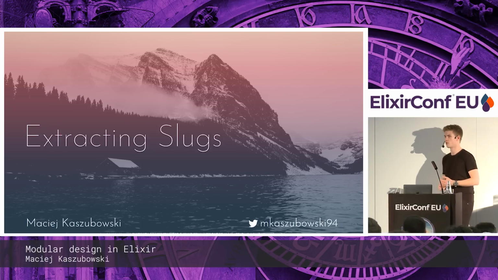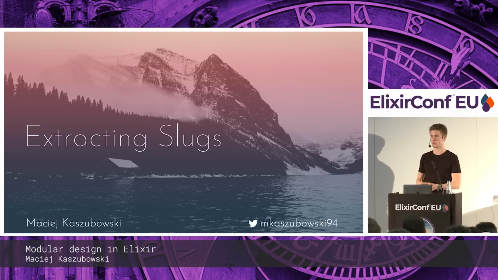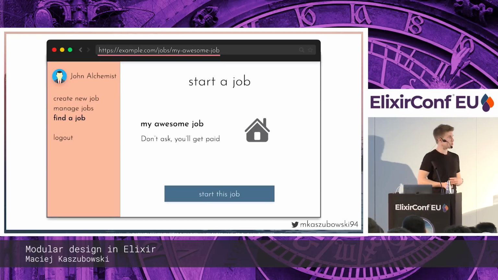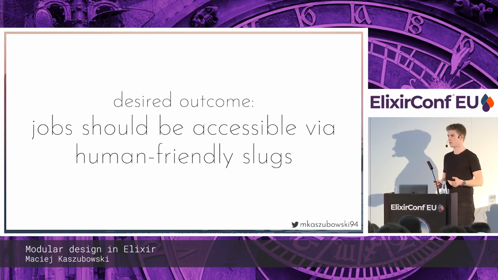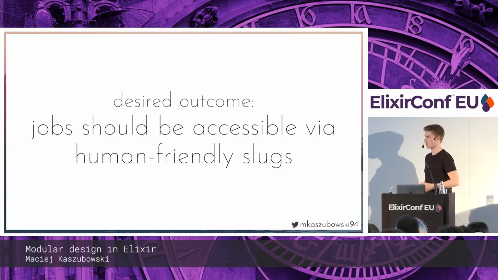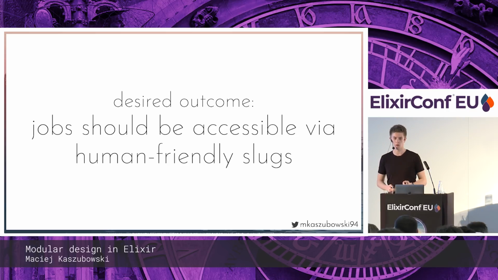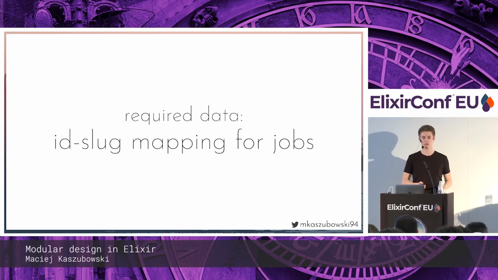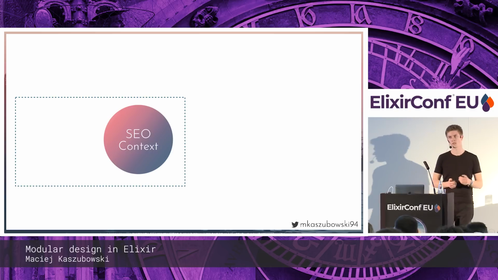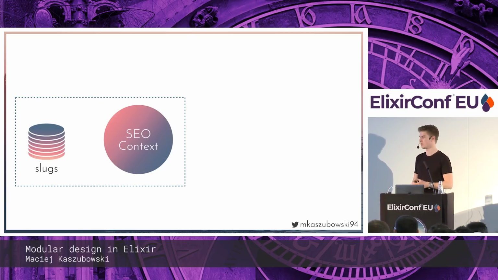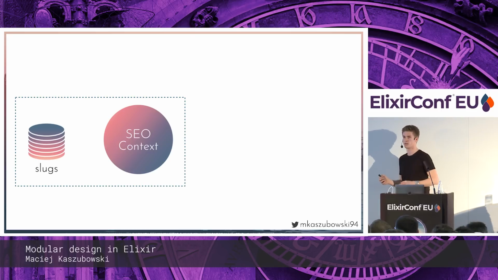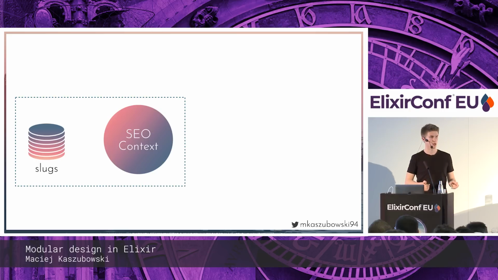So let's now think about extracting slugs and how to do this in a more modular fashion. We need to be able to access jobs by using this human readable identifier called a slug. And to do that, we only need to know what is the mapping between an ID and a slug. And following the modular design, we are extracting this behavior into a separate module. We can put a separate database table as a private database table for this module where we only keep a slug, an ID, and that's it.